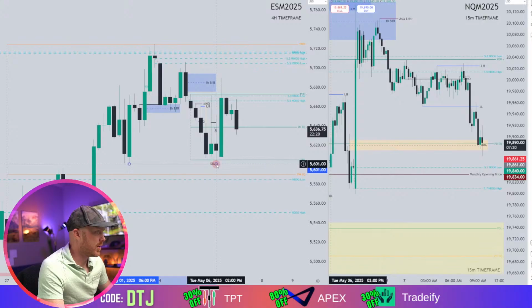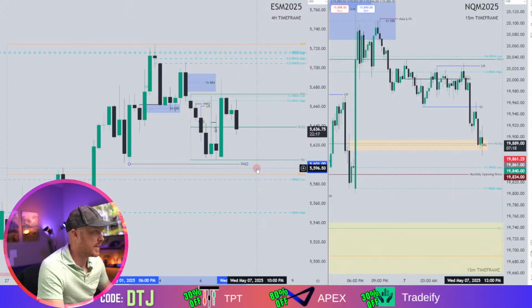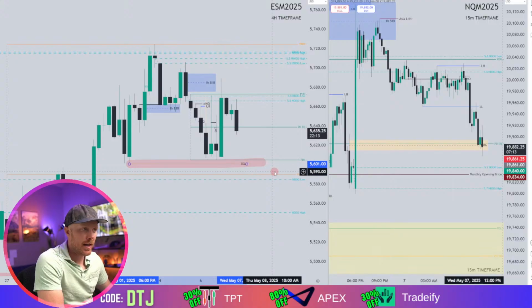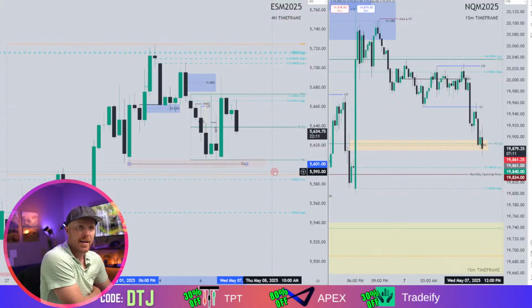We still have sell side on ES that has not been tagged yet. So I want sell side. I've decided I'm bearish. I've decided I'm not going to take any longs. I'm looking at shorts. Why?